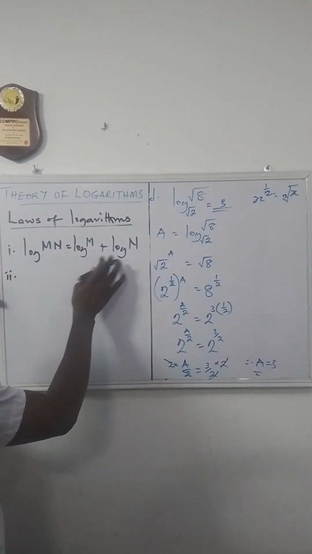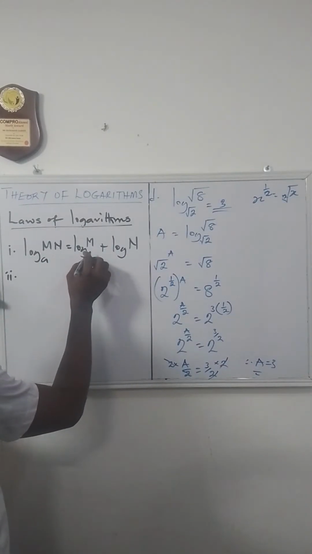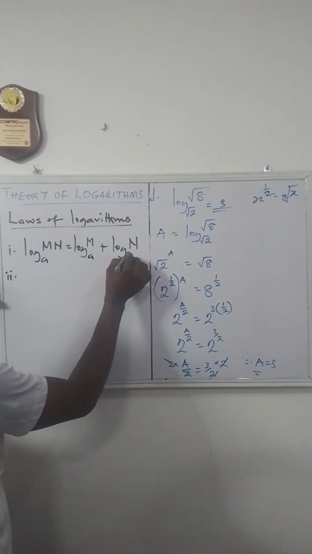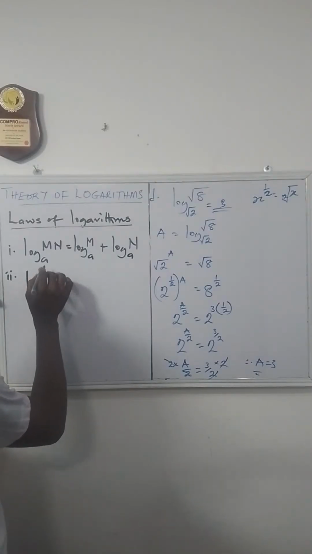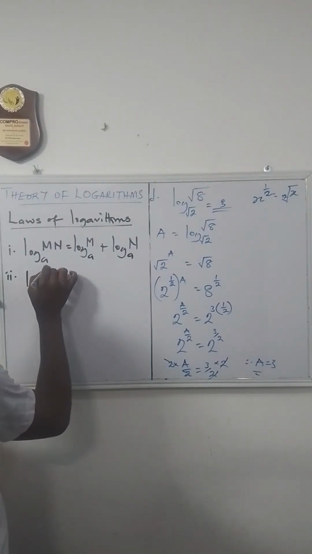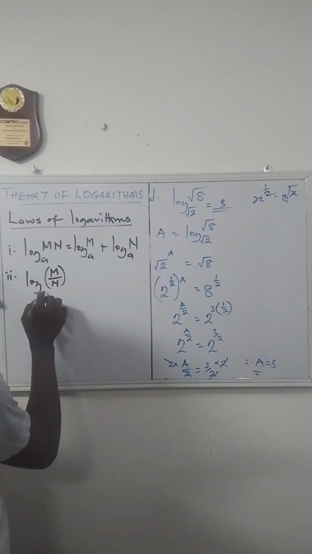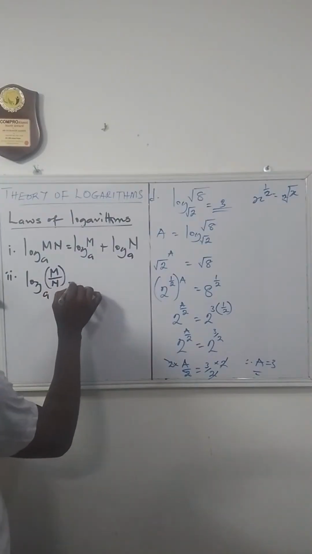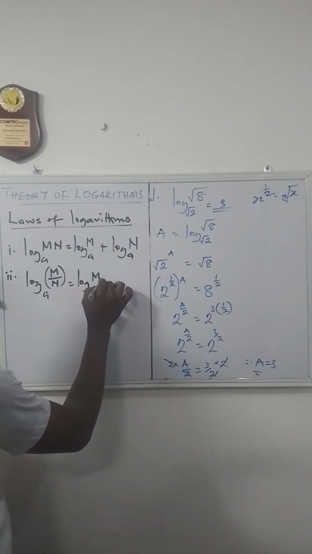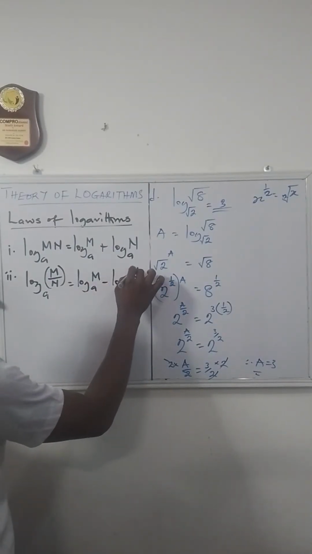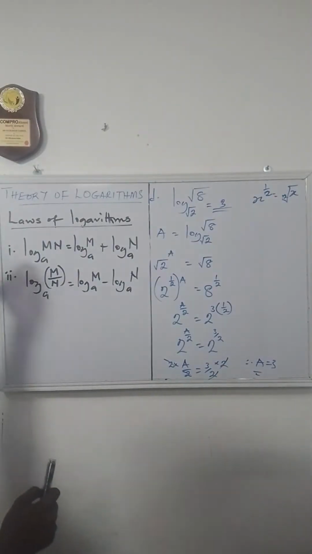So it's not necessarily have to be base 10. Okay, so let's put something there so it will make more sense. So a. All right. So now let's look at the second one. So log of m divided by n, now base a. Now this is going to give us log of m base a minus log of n base a. Okay, so that's law of division.